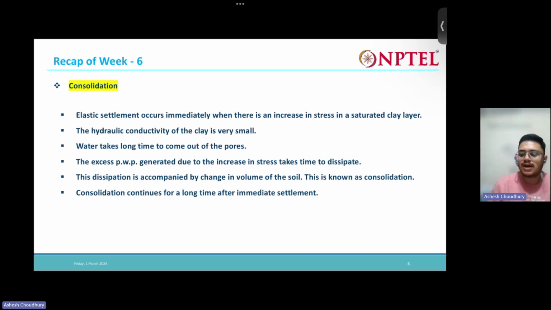So we have a soil mass that is 100% saturated. Now you know that generally for clays, consolidation settlement occurs. This phenomenon is generally described in the case of fine grained soil, that is clay soil.